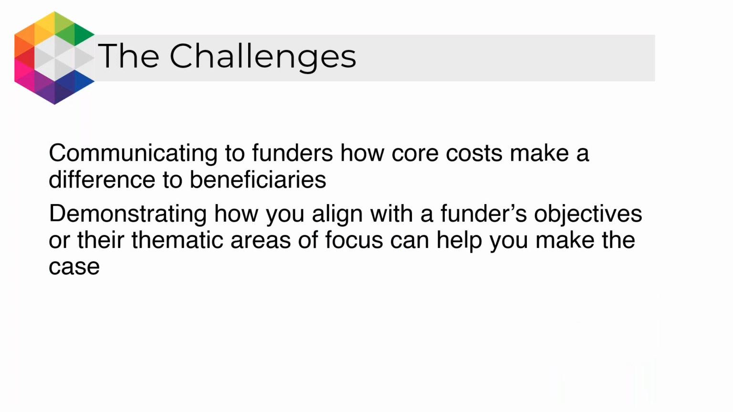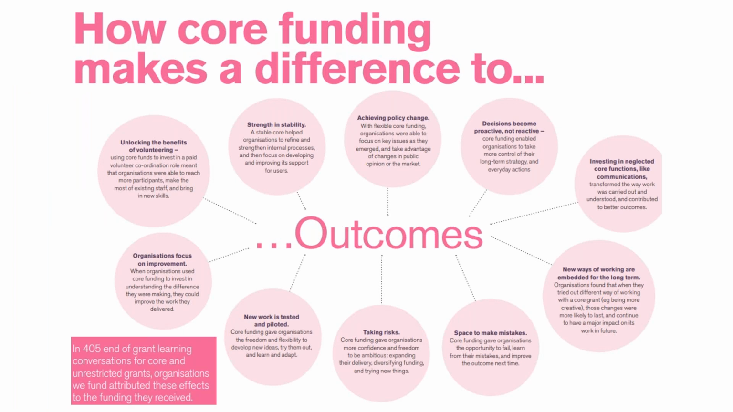So if you do identify some of the funders, it's about communicating how those core costs really make a difference to beneficiaries and demonstrating how you align with the funders' objectives or their thematic areas of focus that can help you make that case. So when I was having a quick look for different funders that fund core costs, I came across Esme Fairbairn, who I'm sure you've all heard of, the Esme Fairbairn Foundation. They've been very supportive of us in the past with our core costs, actually. And in one of their reports, I found this. Now, this might be really tiny on your screen, so I will send this to you afterwards.